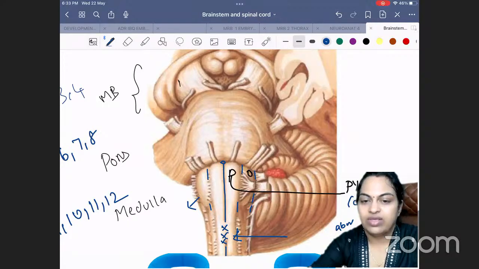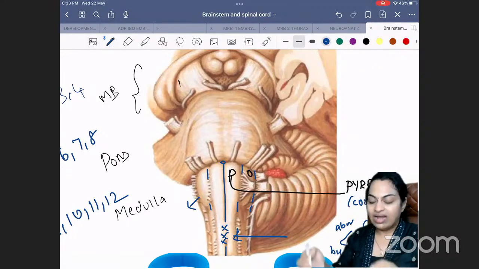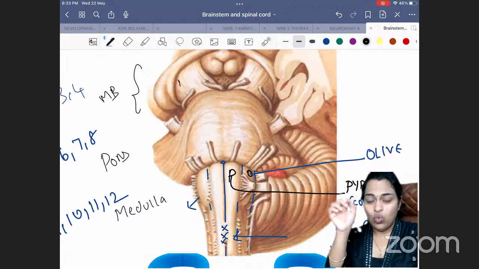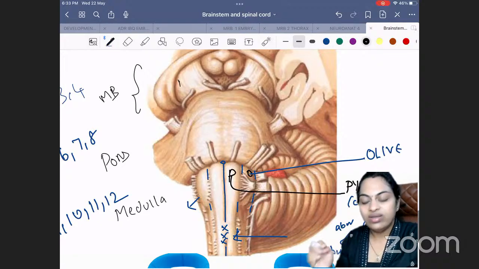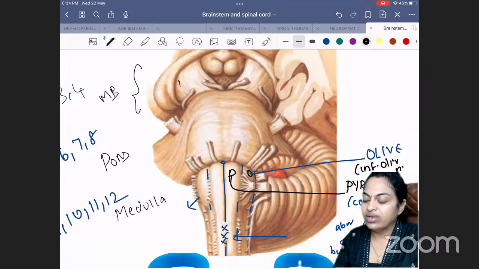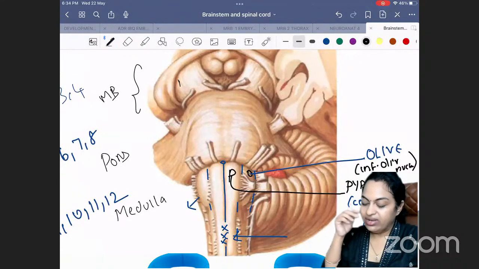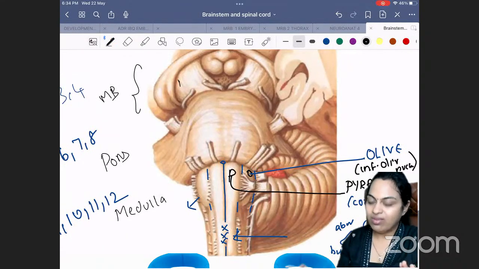Okay. So here, just lateral to the pyramid, you can see another bulge. That's the olive. They'll put the pin there and ask you to identify. And what lies underneath? We have the inferior olivary nucleus underneath it. Okay, so that's the pyramid and olive.